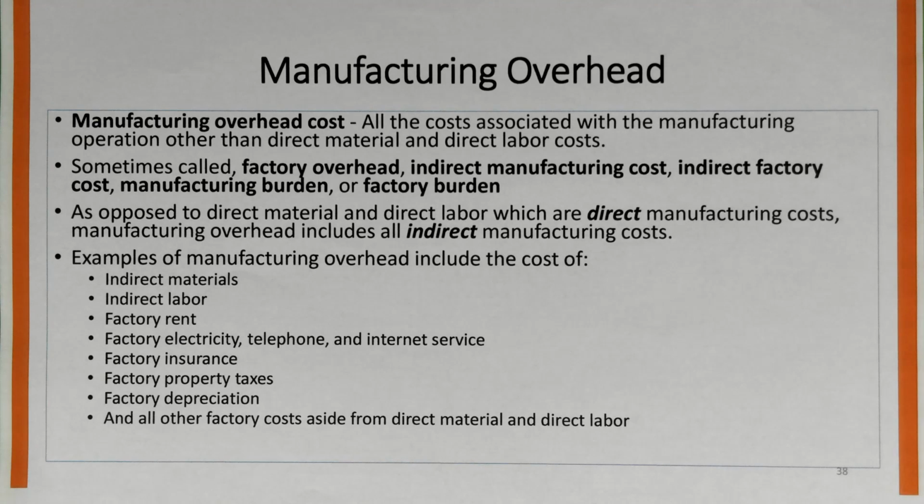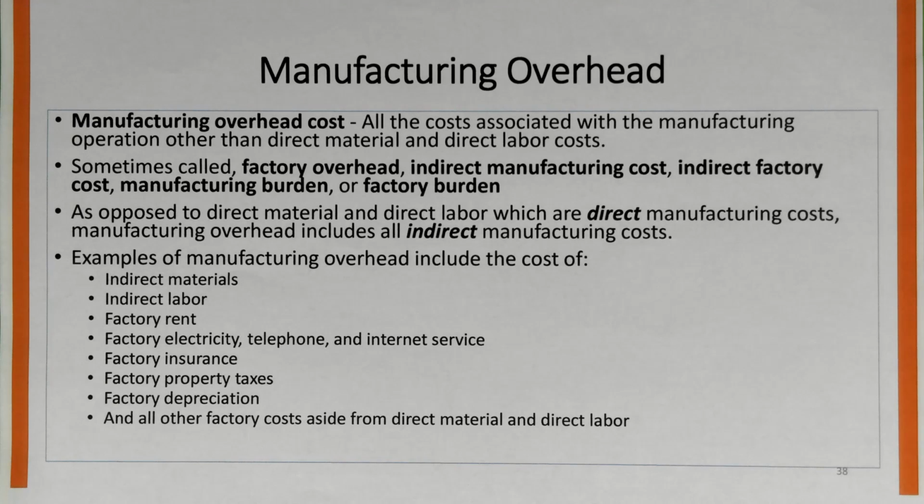Manufacturing overhead cost includes all the costs associated with manufacturing products other than direct material and direct labor. Now that description is a little bit lame, so let's talk about it further. Sometimes manufacturing overhead is called factory overhead, indirect manufacturing cost, indirect factory cost, manufacturing burden, or factory burden.